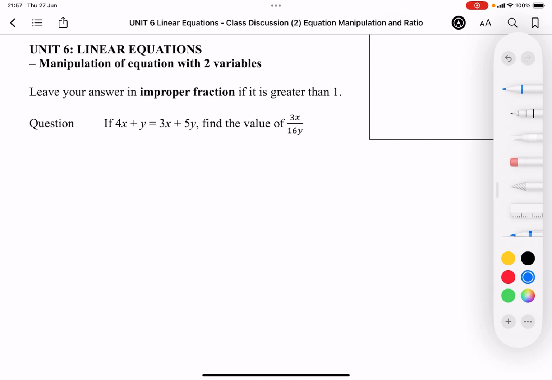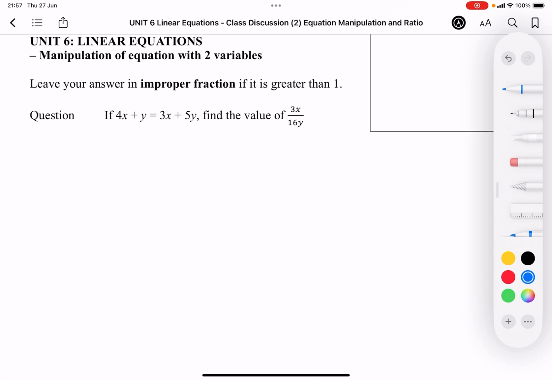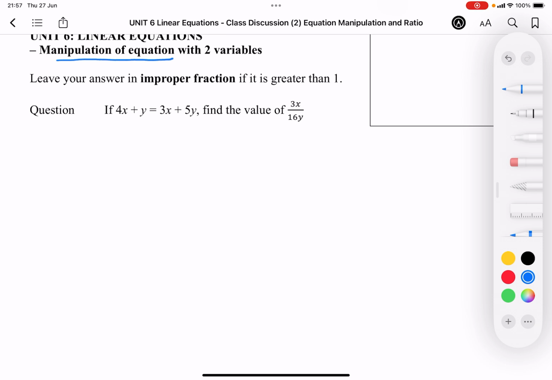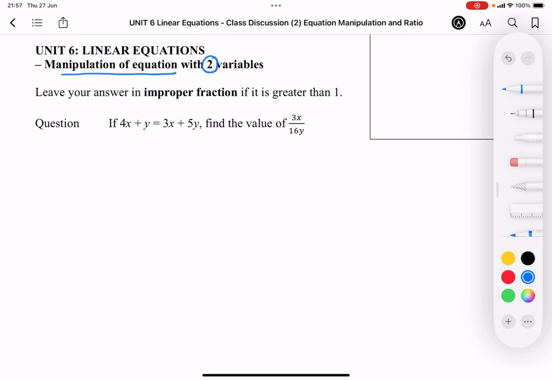This type of question involves manipulation of an equation comprising two variables. So you will be given an equation and you notice that there are two variables, which are x and y, and we are usually tasked to find the value of an algebraic fraction. In this case, it's 3x over 16y.